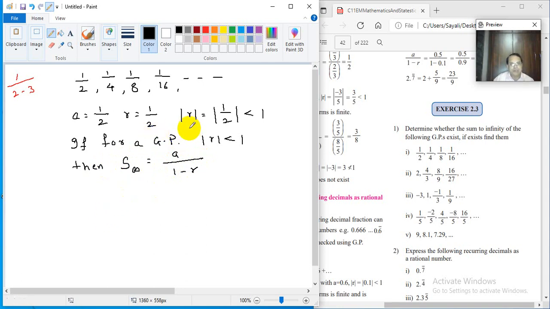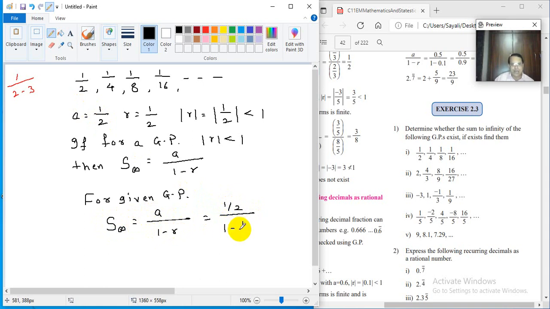मग आपल्या ह्या प्रॉब्लेममध्ये मॉड R हे लेस दॅन 1 आहे. So for the given geometric progression, what will be S infinity? It will be A/(1 minus R). इथे A म्हणजे पहिली टर्म ना, ती 1/2 आहे, डिवायडेड बाय 1 minus R. So it will be what? 1 minus 1/2, and so this is 1/2 upon 1/2. 1/2 divided by 1/2, so it is 1.